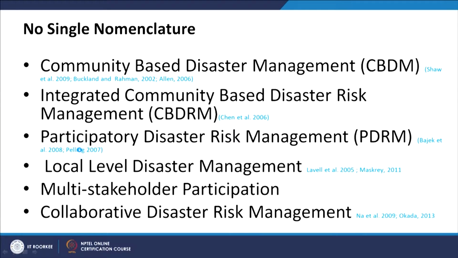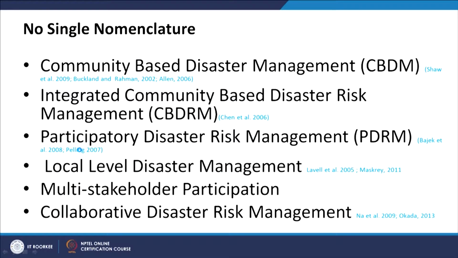So we need to know what to do then. Another problem is that there is no single nomenclature of participatory-based disaster risk management. We gave it so many names. For example, community-based disaster risk management, CBDM, integrated community-based disaster risk management, participatory disaster risk management, local level disaster risk management, multi-stakeholder participation, collaborative disaster risk management. They are all considered to be participatory, but they have different names. For practitioners and also for the community, it's very confusing how they are different and why they are given different names. It actually makes the situation complex.